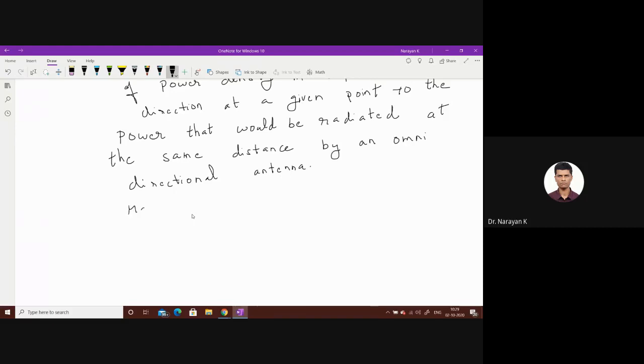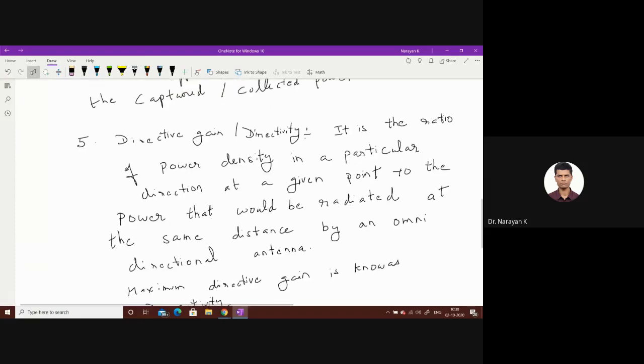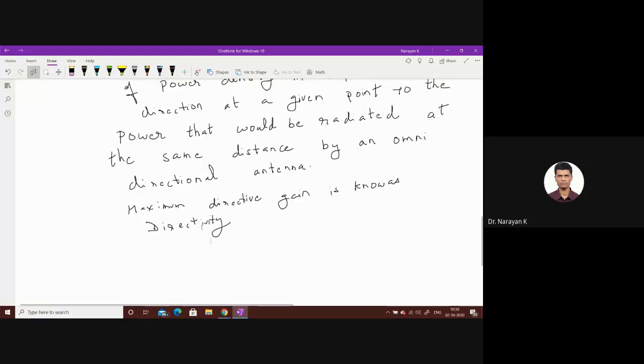Maximum directive gain. Maximum directive gain is known as directivity. Maximum directive gain is known as directivity.